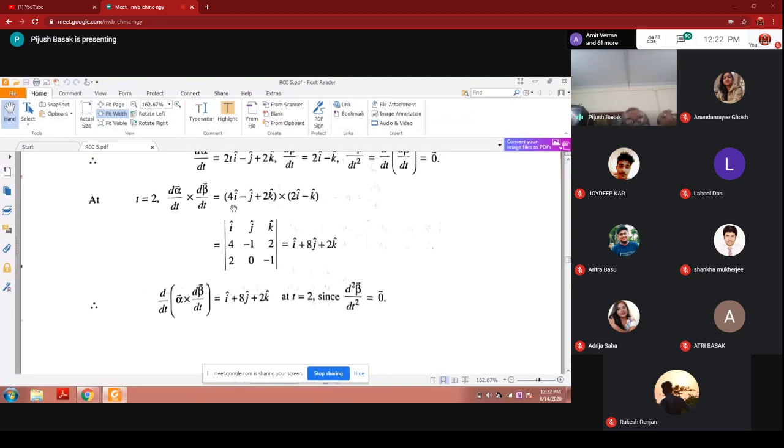Suppose this vector cross this vector has to be found out. So what will you write? The first row will be i, j, k; the second row will be the coefficients of the terms, 4, minus 1, 2; and then the second vector, 2, then 0 because there is no j, and then minus 1. Evaluating this determinant gives you i plus 8j plus 2k, and they wanted it at t equal to 2, so put t equal to 2 and you get i plus 8j plus 2k.